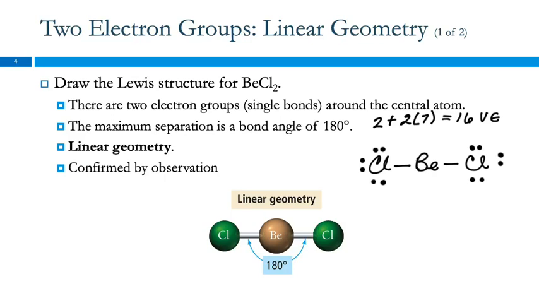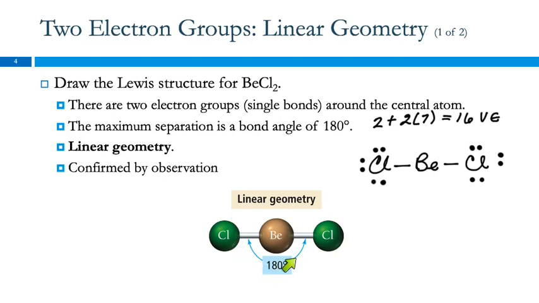So VSEPR theory is based on looking at a Lewis structure. We look at the Lewis structure and we ask ourselves, how many groups of electrons are around the central atom? 2. We have 2 single bonds. Each single bond is considered a group. So we have 2 things that are trying to get away from each other, and so they're going to be on opposite sides of that central atom.